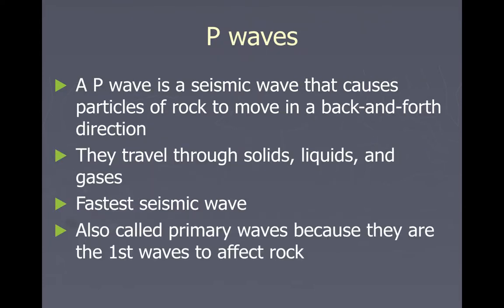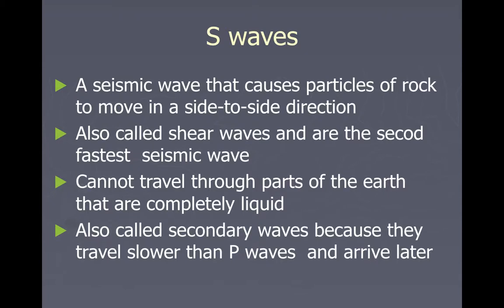P waves. A P wave is a seismic wave that causes particles of rock to move in a back and forth direction. They travel through solids, liquids, and gases. They're the fastest seismic wave, and they are also called primary waves because they are the first wave to affect the rock. S waves are seismic waves that cause particles of rock to move in a side-to-side direction. Also called shear waves, they are the second fastest seismic wave. They cannot travel through parts of the earth that are completely liquid. Also called secondary waves because they travel slower than P waves and arrive later.